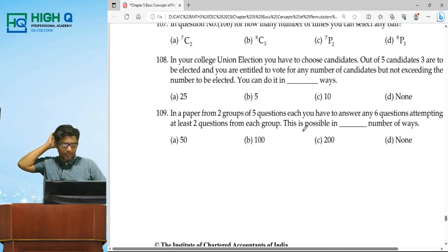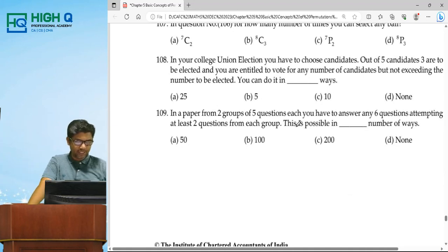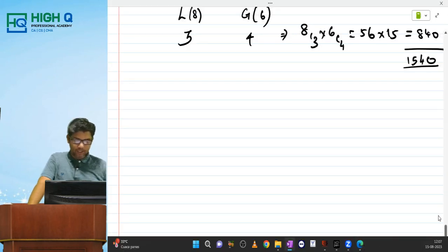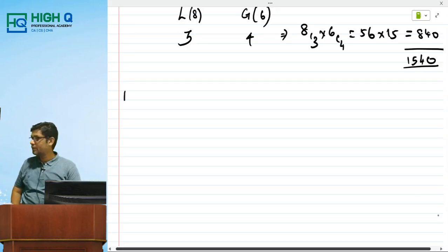Now mark 109 as important. In a paper, 2 groups, 5 questions each. You have to answer 6 questions, attempting at least 2 questions from each group. This possible number of ways. Look at this, my dear.